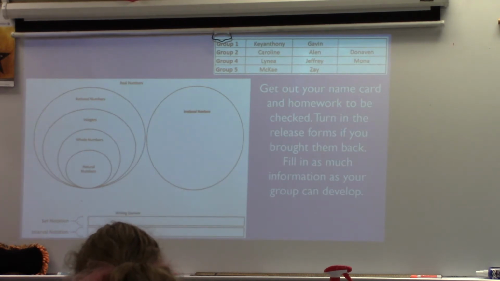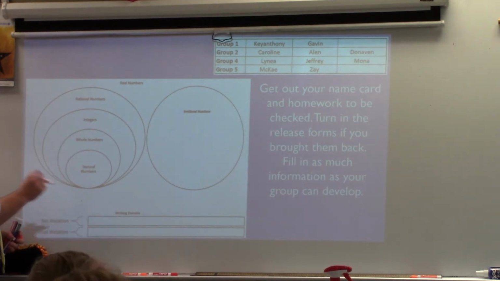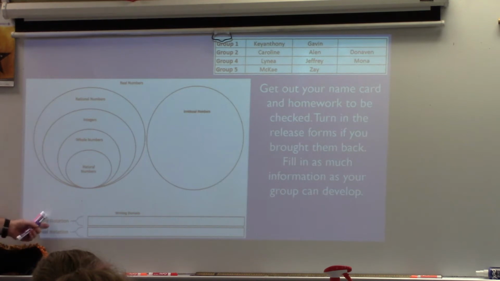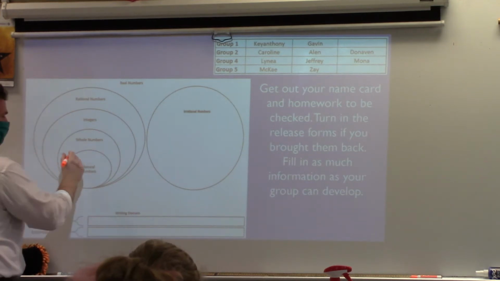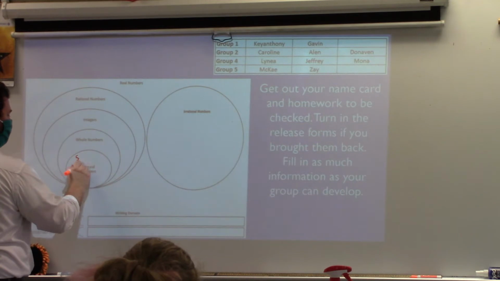Natural, whole. Okay, what are the natural numbers? 1, 2, 3. Okay. Now, one thing to keep in mind when we're showing a set of numbers, we're talking about set notation in a second. Does anyone remember what kind of grouping symbol we use for set notation? Curly brackets, right?